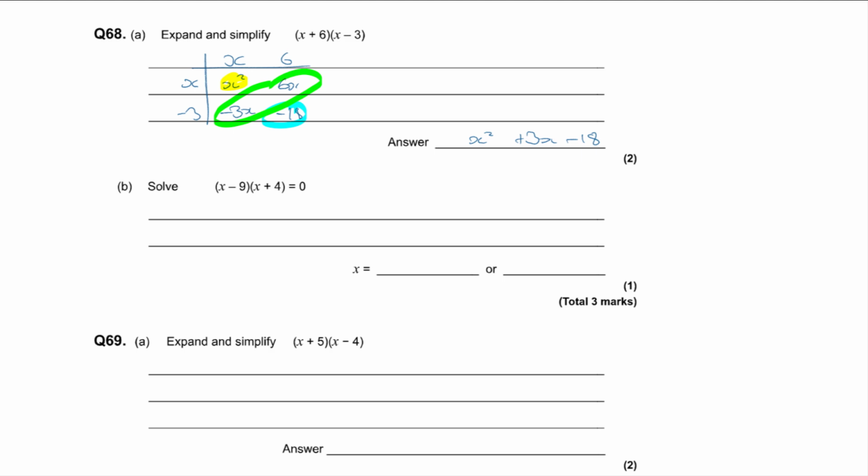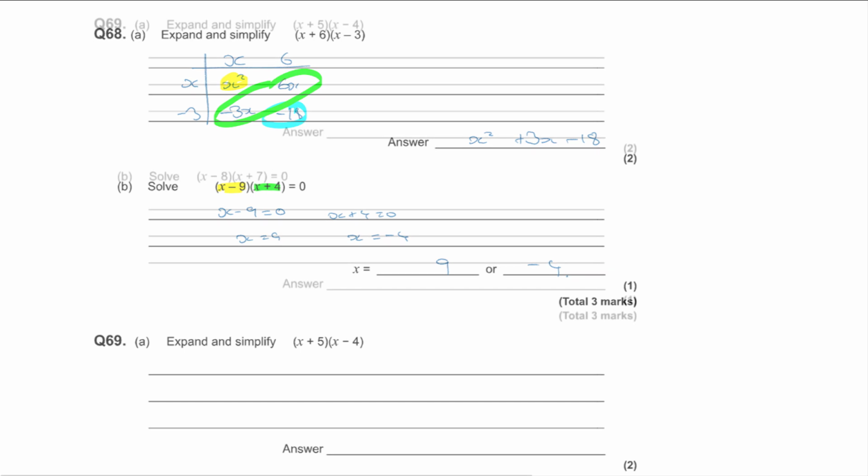B, solve x minus 9, x plus 4 is equal to 0. Now when you've got two things multiplied together give you 0, either one thing is equal to 0 or the other thing is going to be equal to 0. Now if x minus 9 is equal to 0, then x must be equal to 9. If x plus 4 is equal to 0, then x must be equal to minus 4. So x is going to be 9 or x is going to be minus 4.